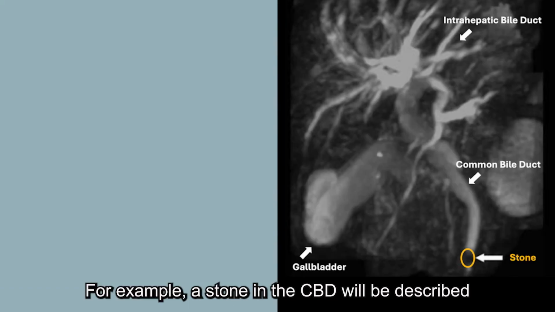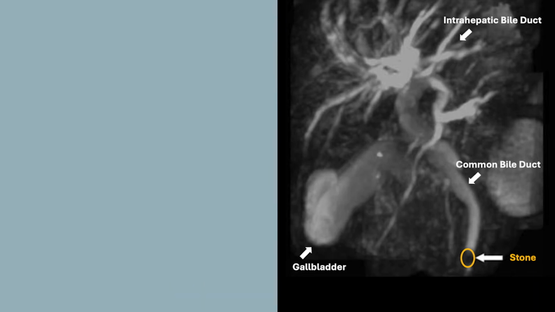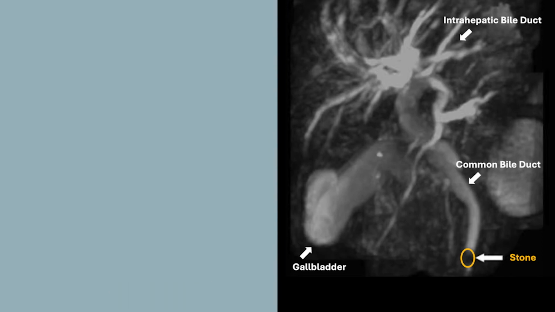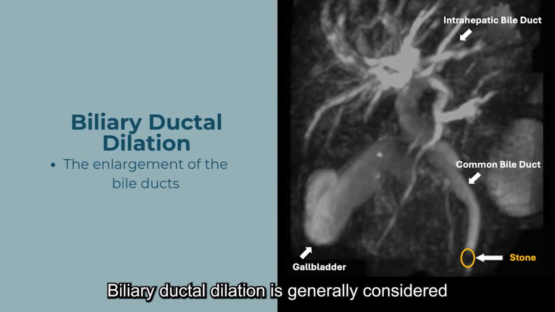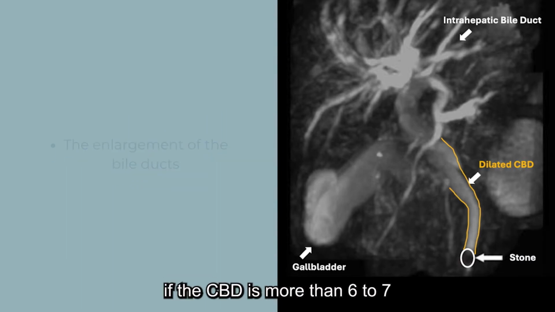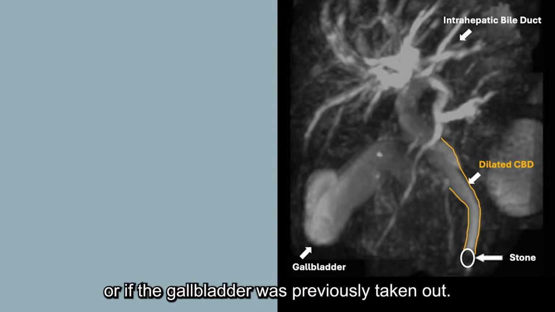For example, a stone in the CBD will be described as T2 hypointense filling structure in the distal CBD with upstream biliary dilatation. Biliary ductal dilatation is generally considered to be significant if the CBD is more than 6 to 7 millimeters in diameter, but this may vary slightly with age or if the gallbladder was previously taken out.